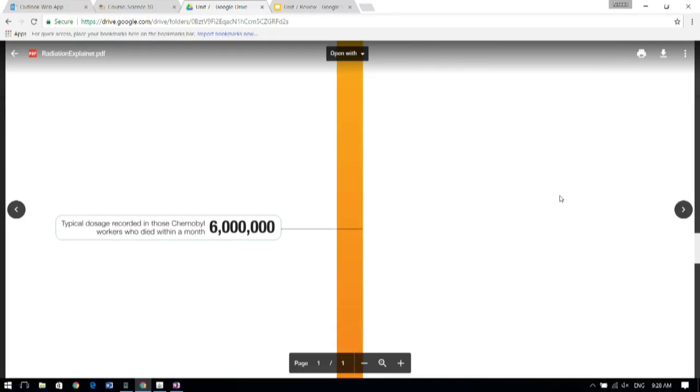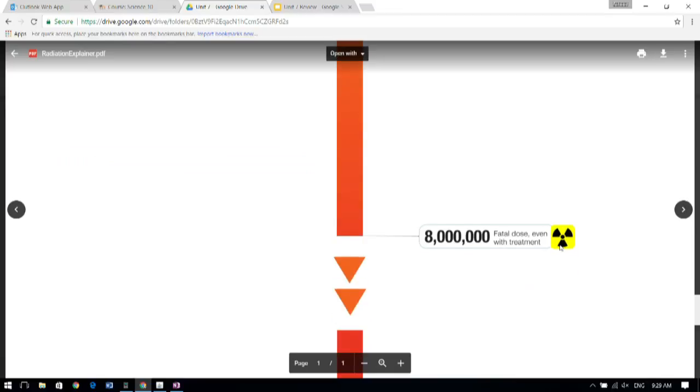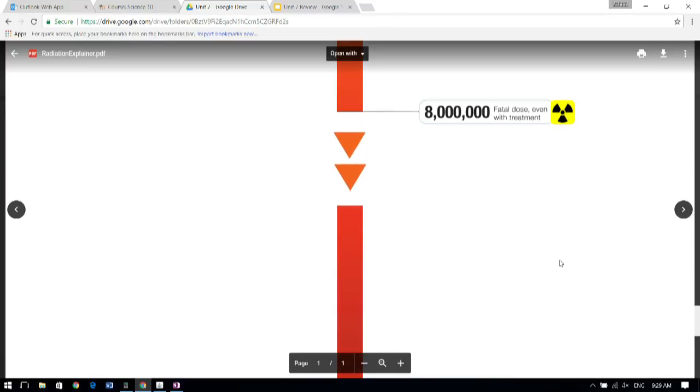6 million, the people who were at the Chernobyl power plant who went in to save, after the explosion happened, the first responders would have received a dose of 6 million. They all died. They didn't really know that it was that radioactive, and they went in to help, and basically all the first responders died. And then we go to the bottom. 8 million is a fatal dose, even with treatment.